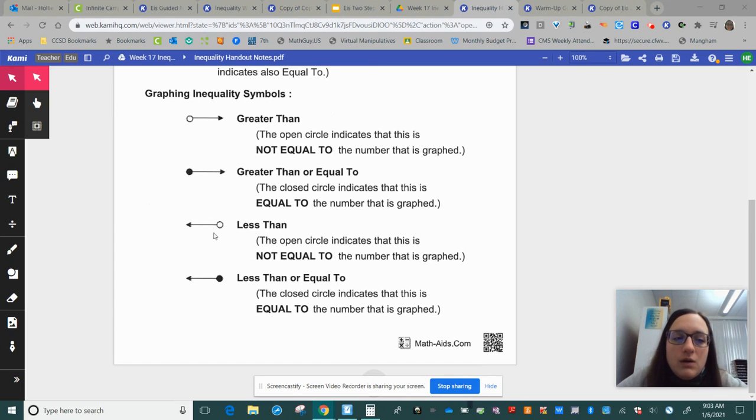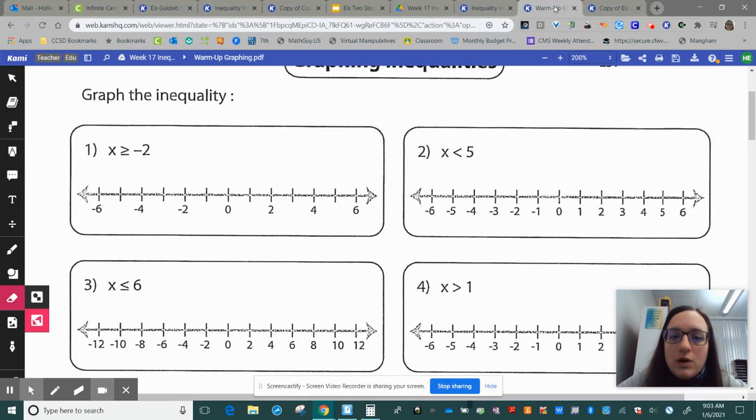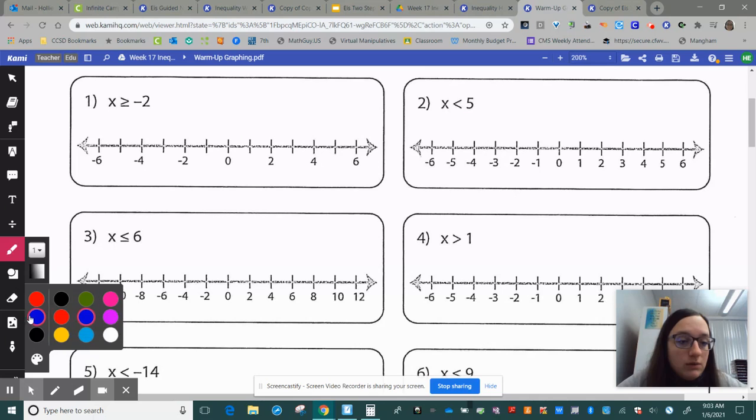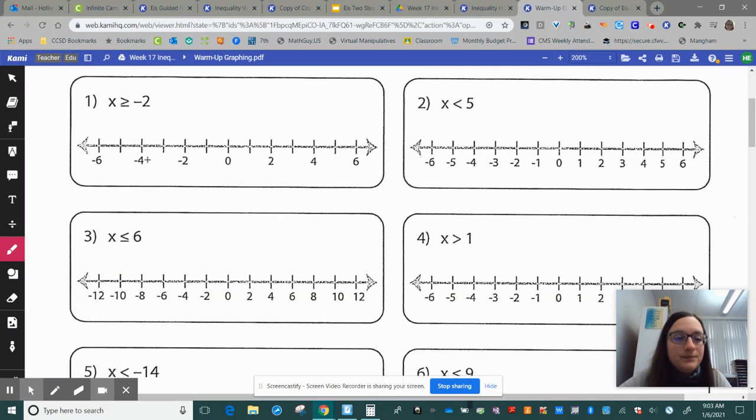Then we figure out which side to color on. That makes it true. So if we look at this warm-up here, our graphing warm-up, this should be review, but we're reviewing it from last year. If x is greater than or equal to -2, well, we know -2 is where our circle will be. We just have to figure out if it's an open circle or a closed circle. Well, see how it has the or equal to line underneath? That tells us that -2 could be equal to -2, so that is a solid dot. We're going to color that in.